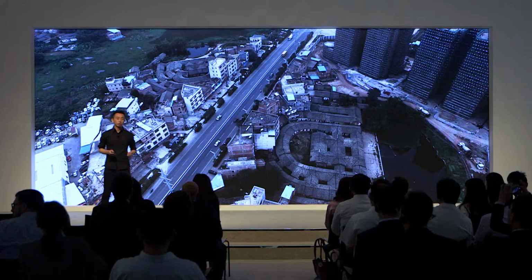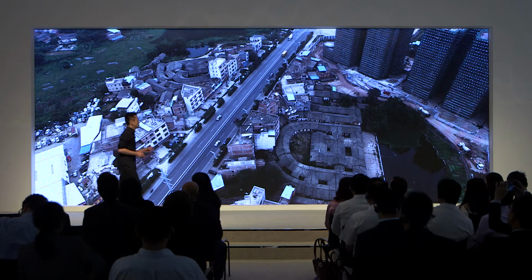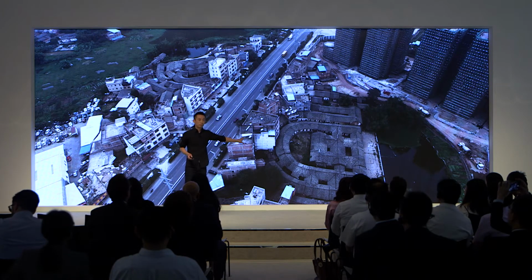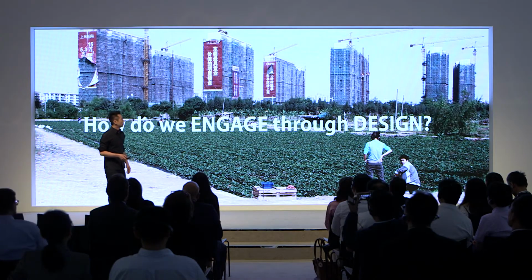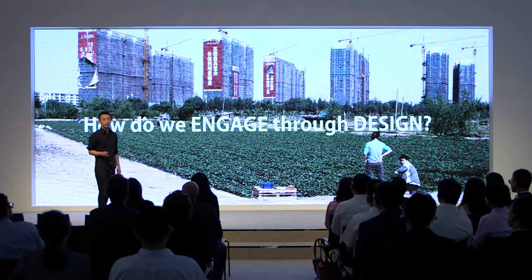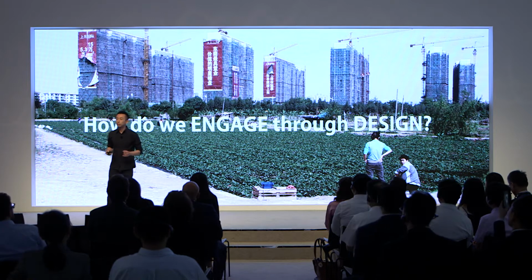We have collisions between infrastructure and agriculture, infrastructure in the landscape, and a collision between traditional forms of living and modern housing. So the question is, how do we engage these collisions, these contradictions through design? Today, I'm going to talk you through 5 paradoxes that occur through the process of rapid urbanization.